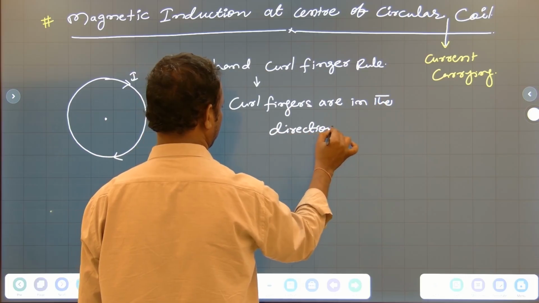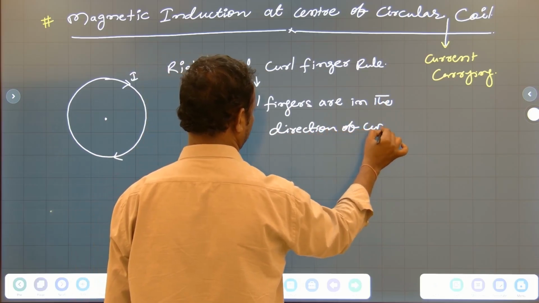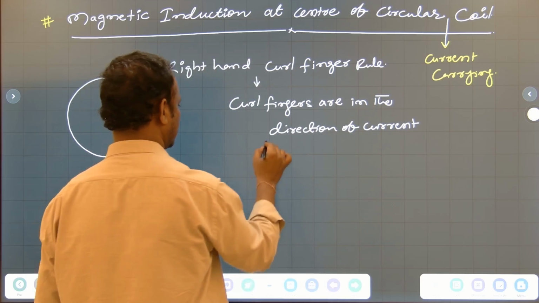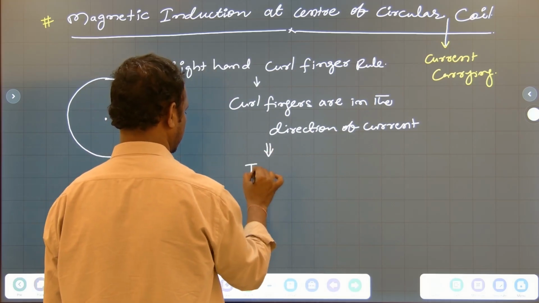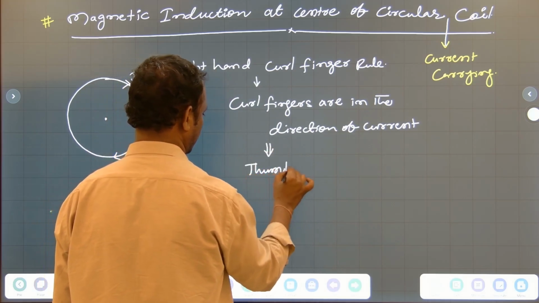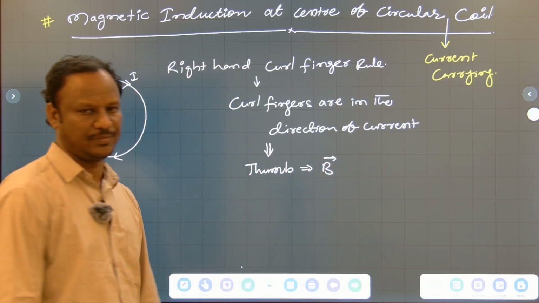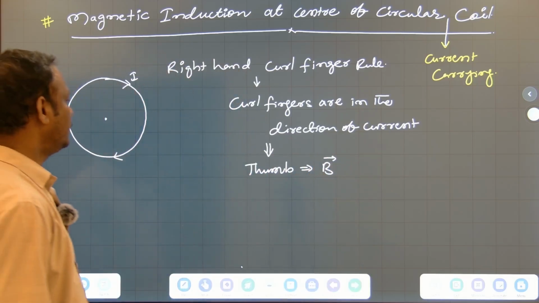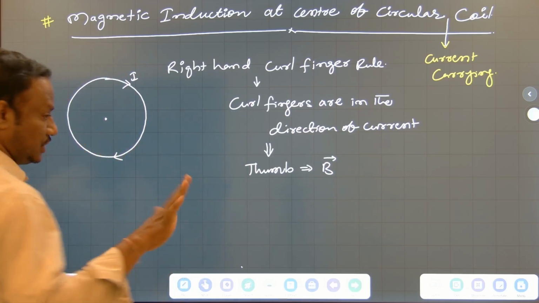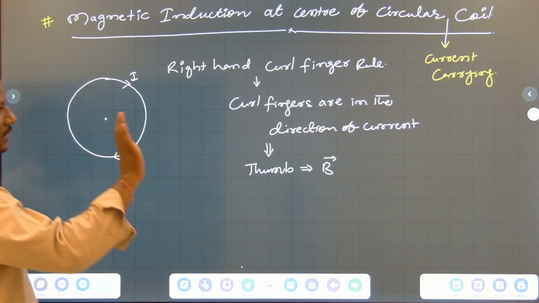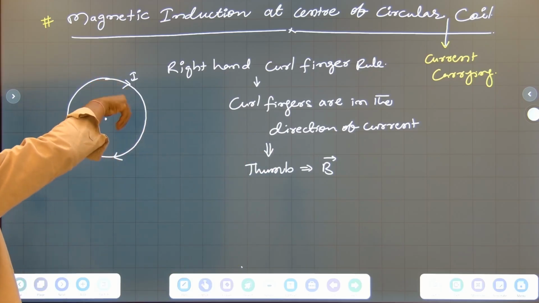They are in the direction of current. And next, the thumb indicates the direction of the magnetic field. So the right hand curl finger rule, you can see this one. This is the right hand, and curl fingers are in the direction of current.